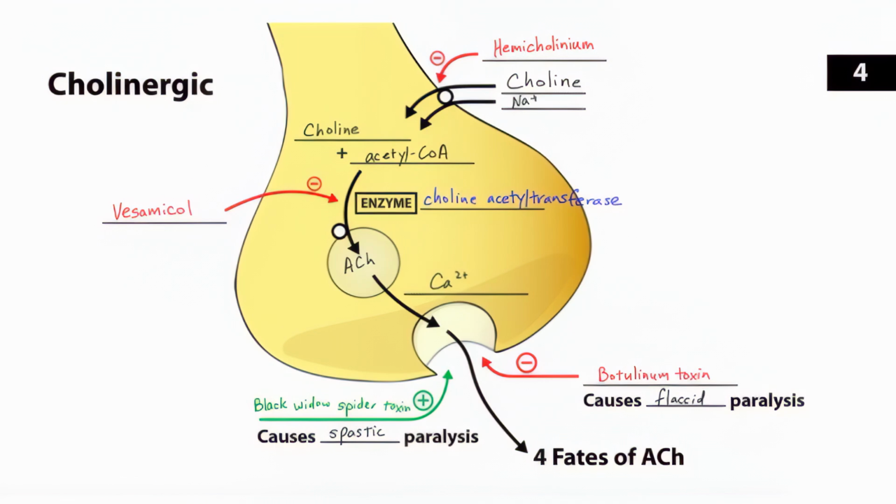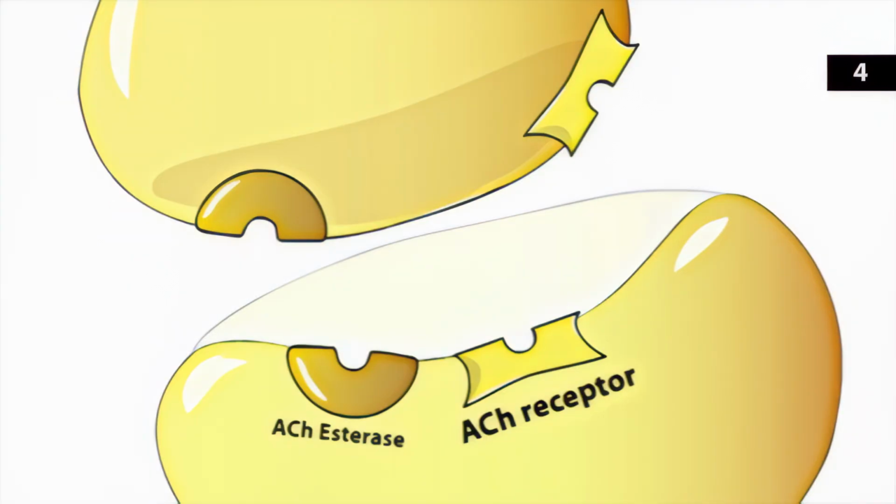And then the diagram says 4 fates of acetylcholine. So you successfully released acetylcholine into the synaptic cleft, but what happens next? Well, one of 4 things can happen to that acetylcholine. First of all, it can do what it's intended to do, which is to bind to its postsynaptic receptor.